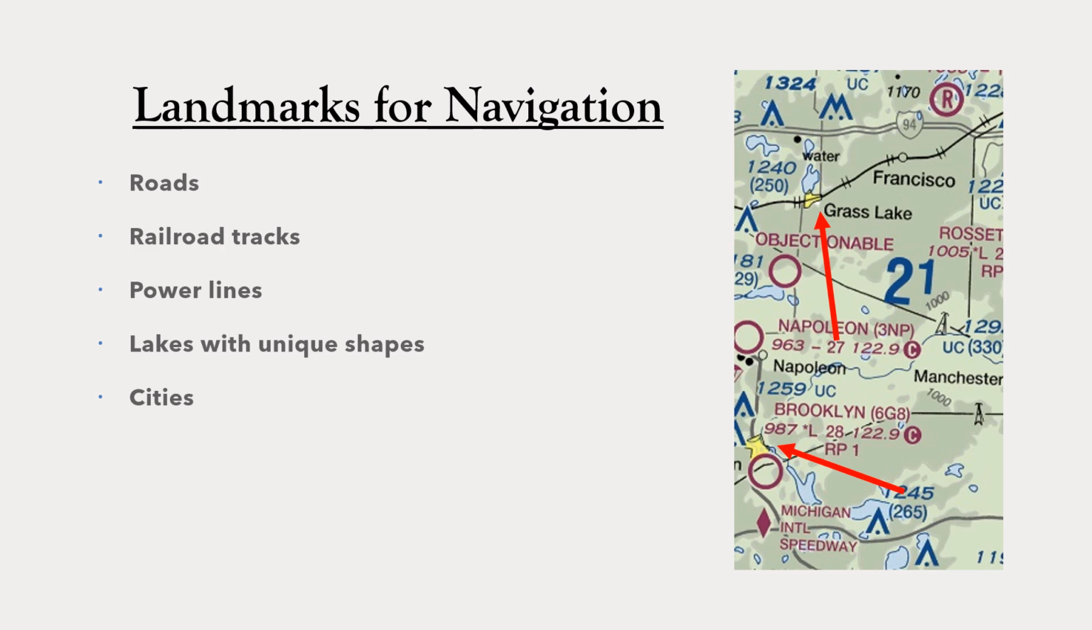Cities typically make pretty good landmarks, especially because they tend to be located in proximity to other landmarks. And then some things show up on the sectional charts, like the Michigan International Speedway here. That's useful as a landmark because it's kind of a unique thing that we can tell from the air.